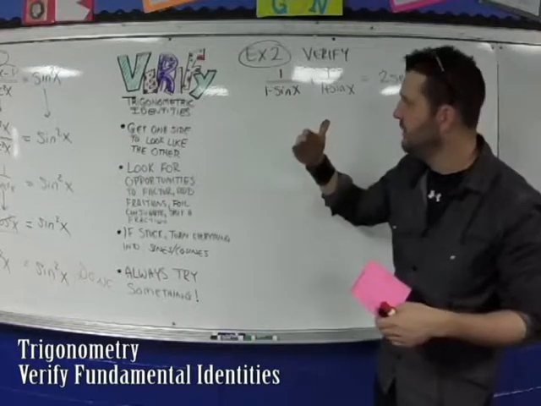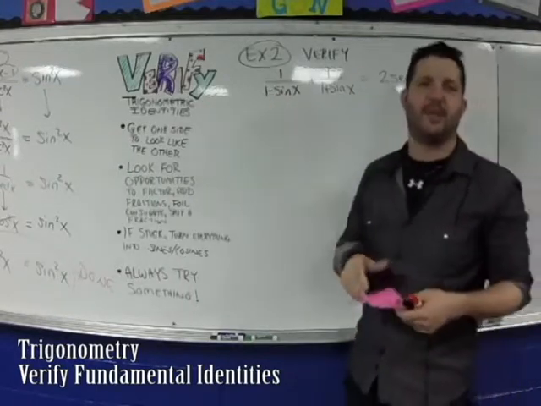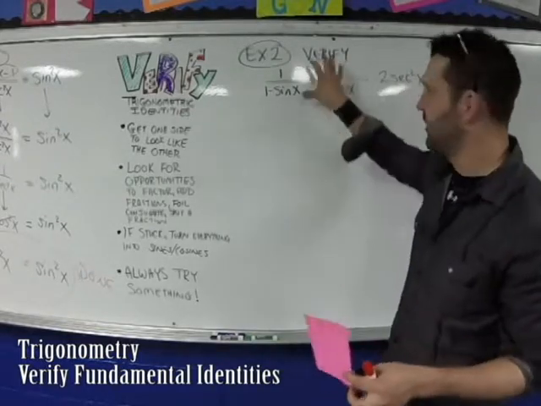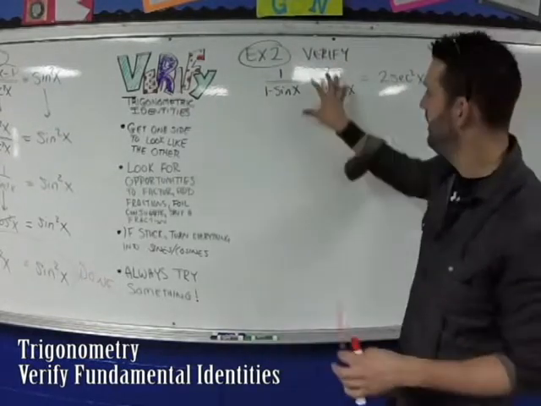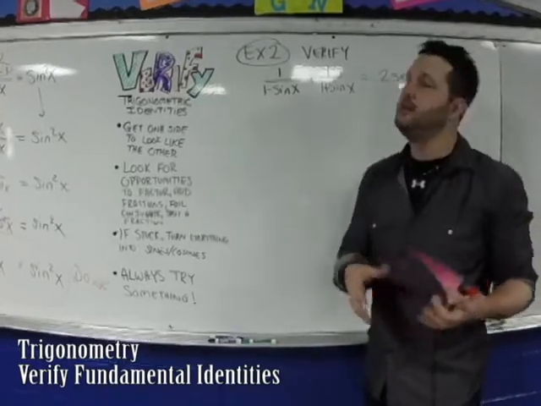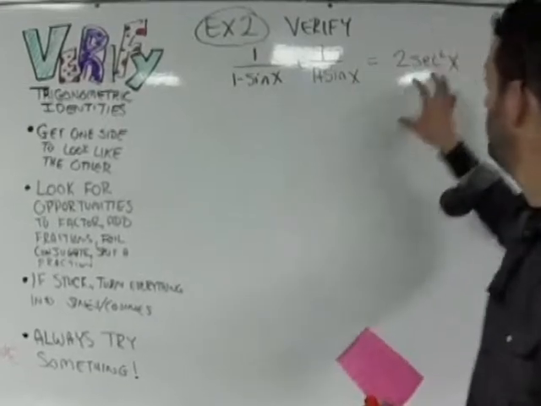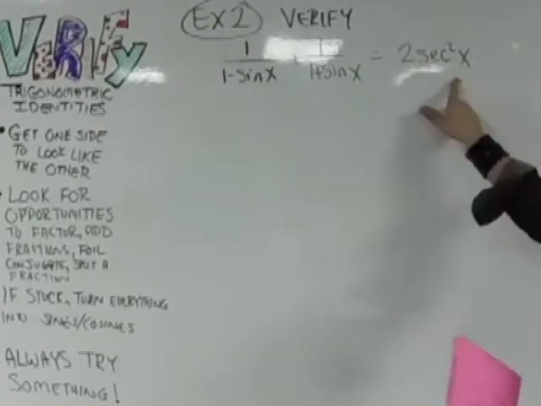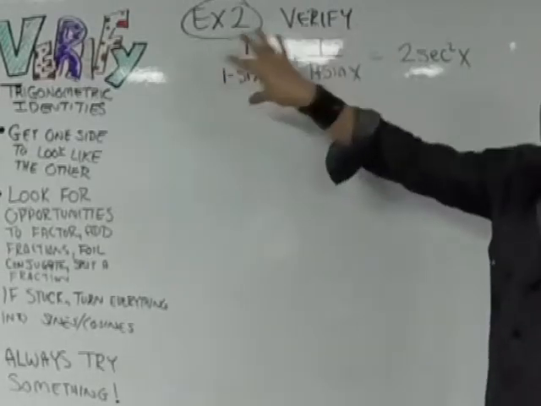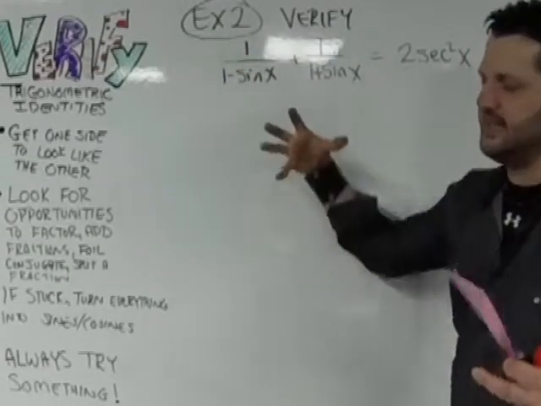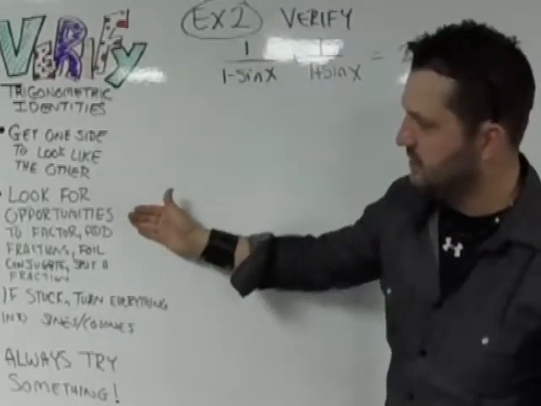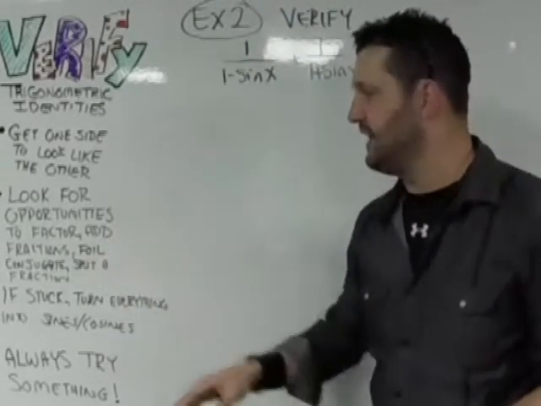The general rule is work with the more complicated side. For everything we're going to do, you're going to be able to work with the left side. Sometimes they both look complicated, but in every problem we should be able to work with the left side; that's the way it's designed. Typically, you could work with either side. I could try to take this 2 secant squared x and do all the manipulating I can to make it look like this, but that's going to be hard. It's easier to take something complicated and piece it together. Again, look for opportunities to factor, add fractions, FOIL, conjugate, split a fraction.